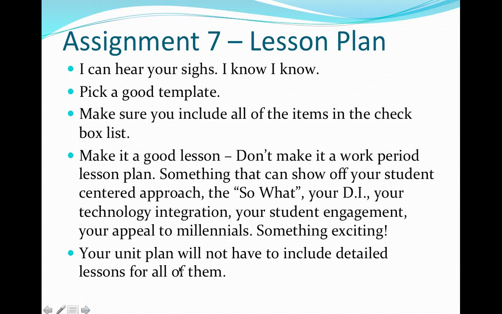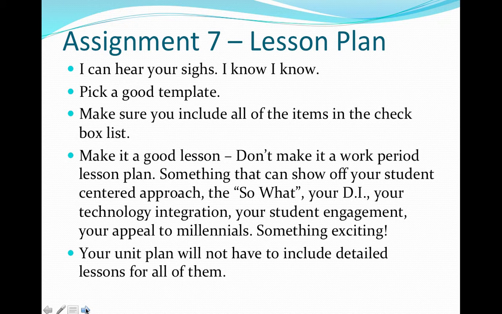And I do want it to be a good lesson, and by that I don't mean a work period or you're just going to show a movie in class. There's certain value to those things, but I'm looking for your planning skills. So please show me something that has some DI, some technology integration, something you'd want your advisor or your associate from Nipissing to come and see and watch you teach. Make it something exciting. All right.